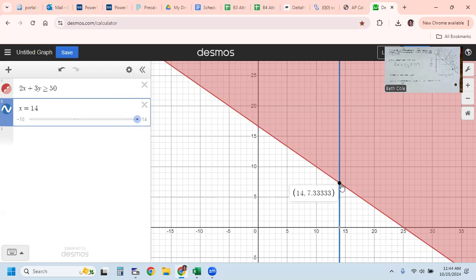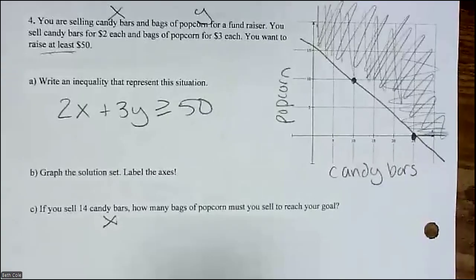Oh, it was about 7. Now listen, 7.3 mathematically would round down to 7, but you can't sell a third of a bag of popcorn, so you have to jump up to the next bag of popcorn to meet your goal. Do you understand what I'm saying? Even though 3 would round down, you still have to round up because if you only sell 7, you're not going to meet the goal. All right, so it would have to be 8 bags of popcorn.